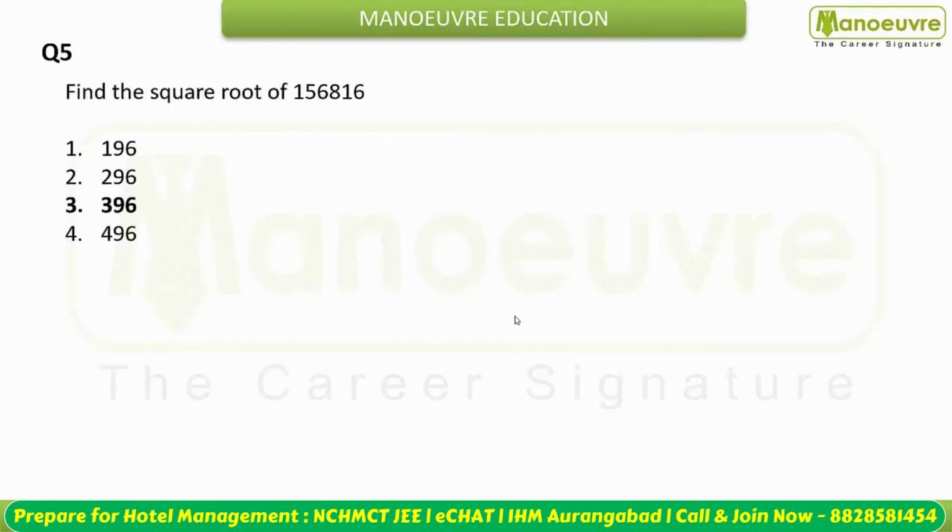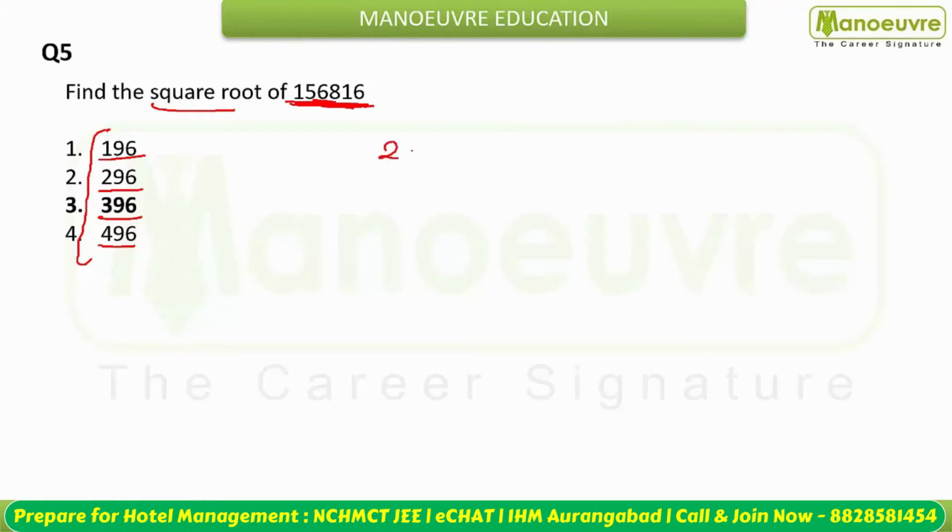Now next question is, you have to find the square root of the given number, that is 1,56,816. This can be very calculative if you don't remember the tricks, but if you remember a little bit of tricks, you can directly hit the answer. You can see the options. The options are 196, 296, 396 and 496, and you have to find which is the square root of this number.